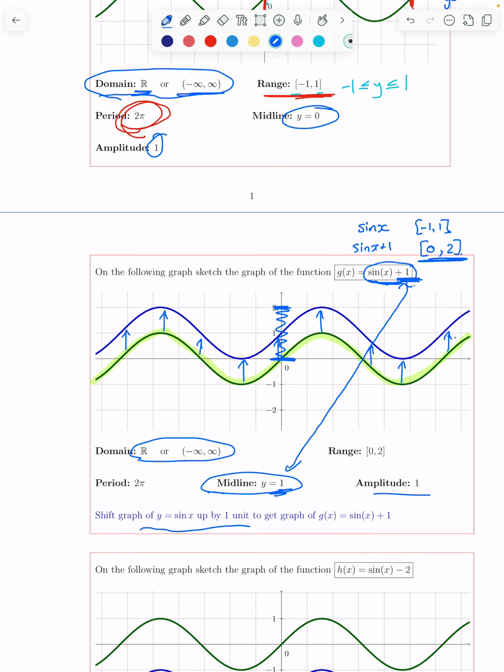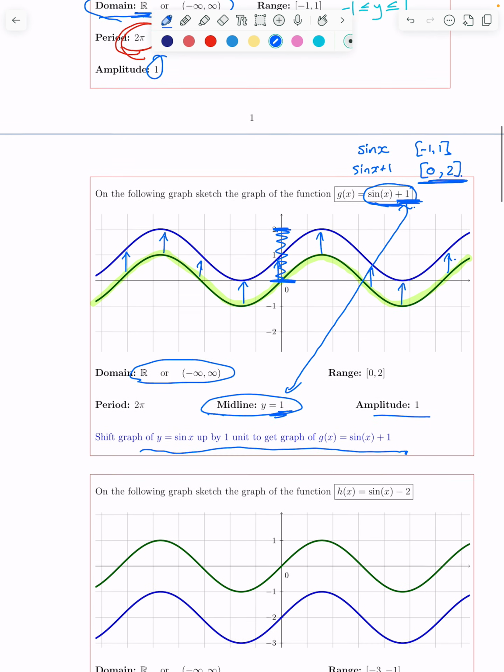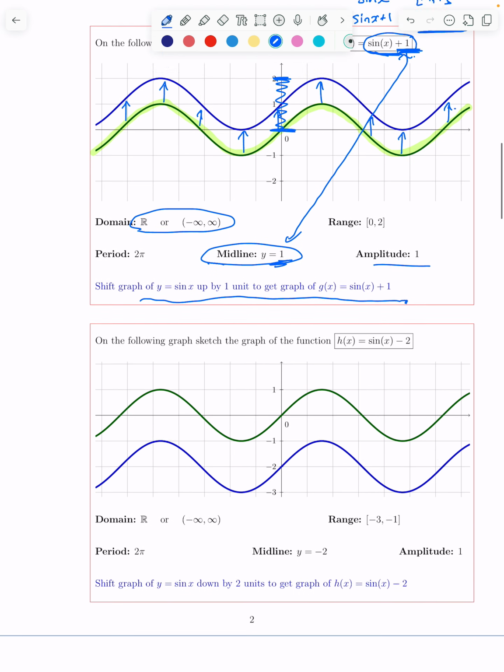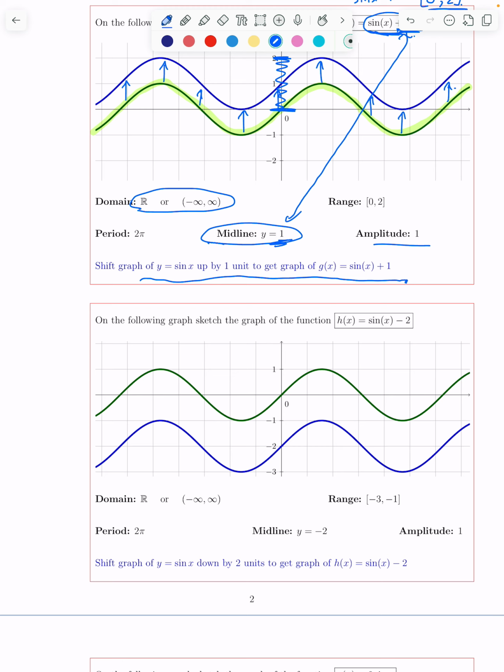So shift the graph of y equals sine x up by 1 unit to get the graph of y equals sine x plus 1. And then similarly, to get y equals sine x minus 2, you just take the graph of sine x shifted down by 2 units. Okay, the domain is still the same, the period is still the same, it's a vertical shift, so nothing has changed with the period.